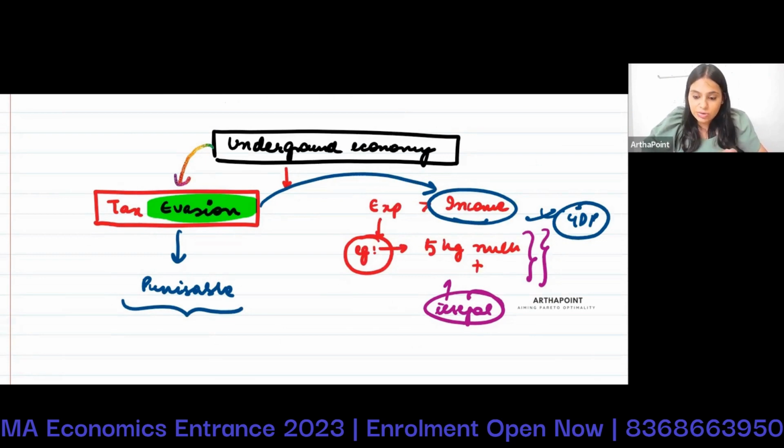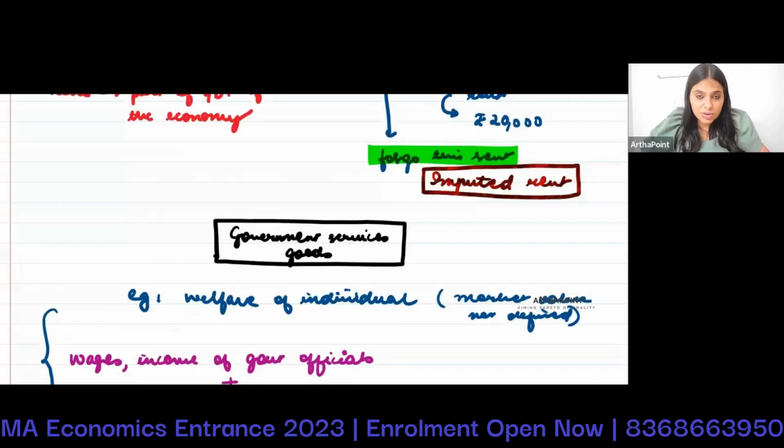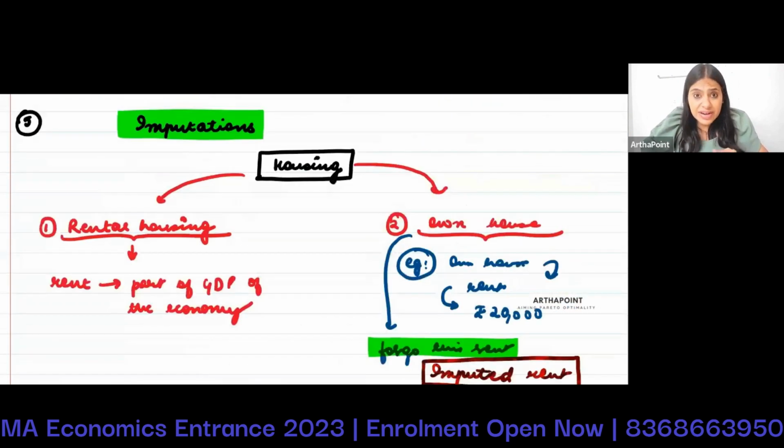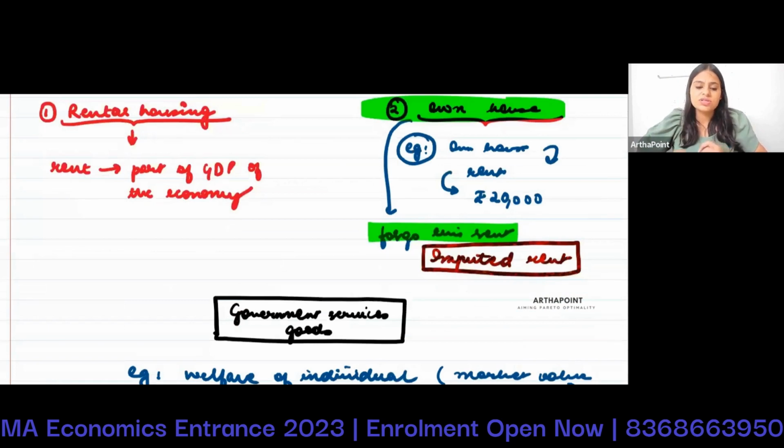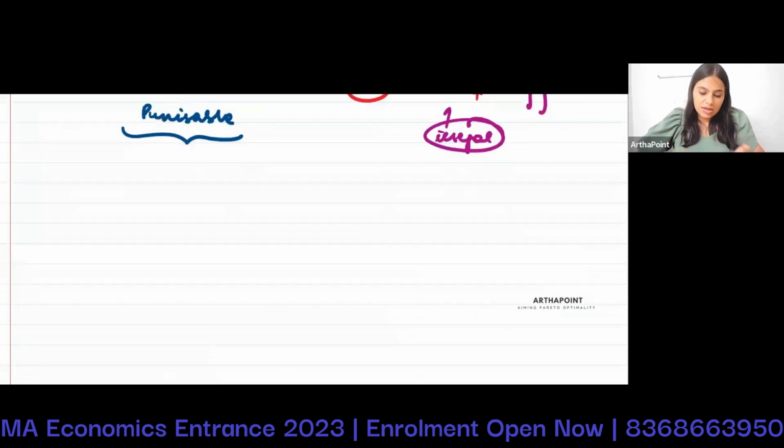So, the underground economy and household work will not be included in GDP. Rentals are included as part of GDP, even if I am living in my own house. That's a part of the GDP of the economy. So, these are some of the rules that I wanted to discuss. We'll take just one last thing for the day.